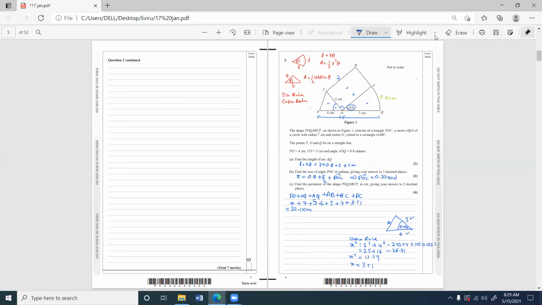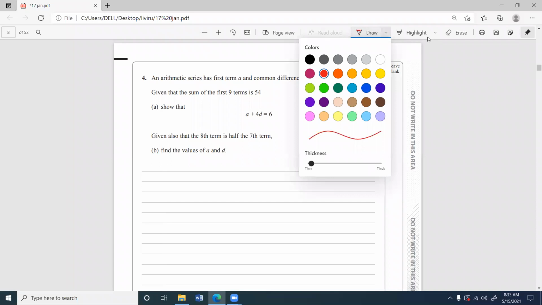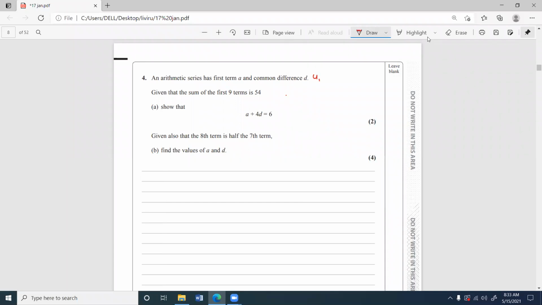This is the way of doing it. Okay, if you come up with this question, an arithmetic series has a first term and the common difference. For an arithmetic series, the formulas we should know are the nth term, un, is equal to a plus (n minus 1)d, and the sum of n terms would be n divided by 2 times (2a plus (n minus 1)d).